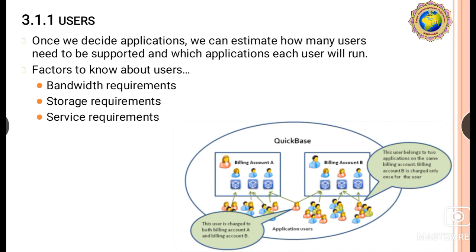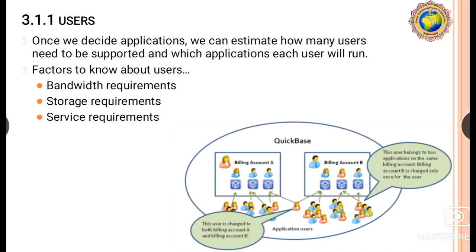So whenever the application is downloaded by any user, then once we decide applications we can estimate how many users need to be supported and which application each user will run. So here the factors to know about users are first of all bandwidth requirements, storage requirements and service requirements. So whenever any application is downloaded by any user, then the application owner is thinking about different types of users as a quick base to estimate how many users need to be supported for the authorized person's application.